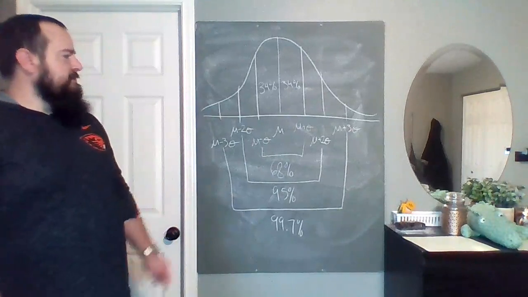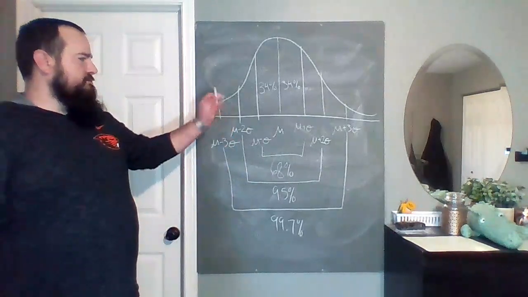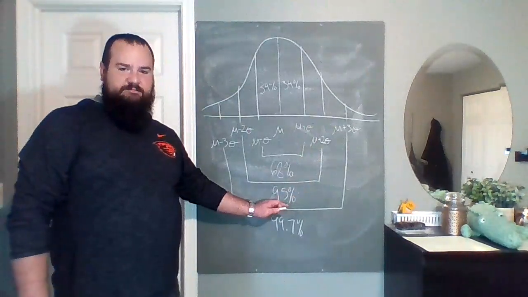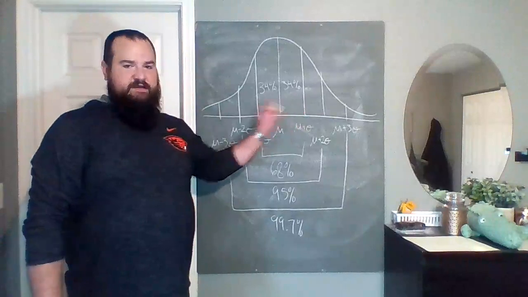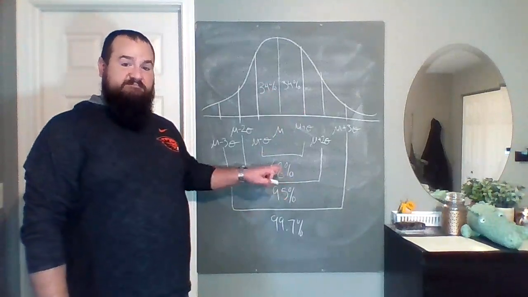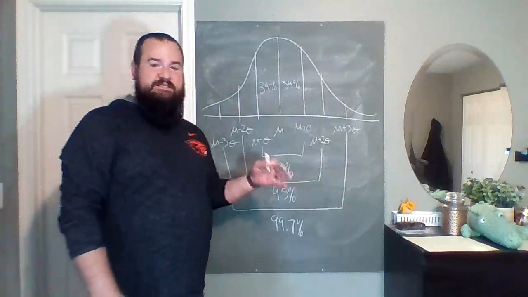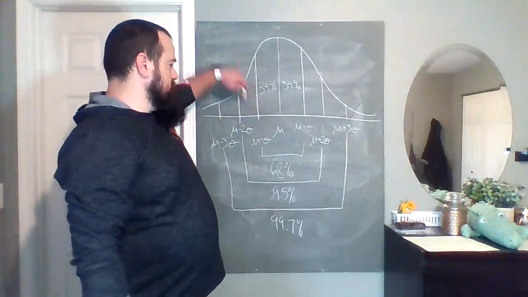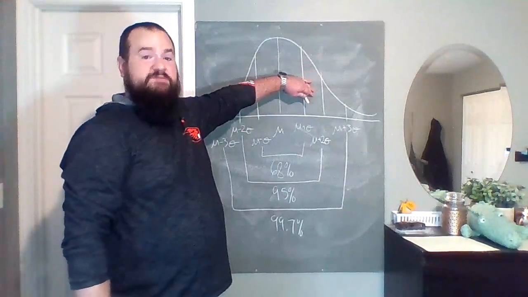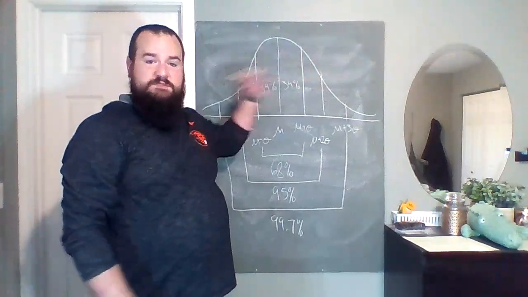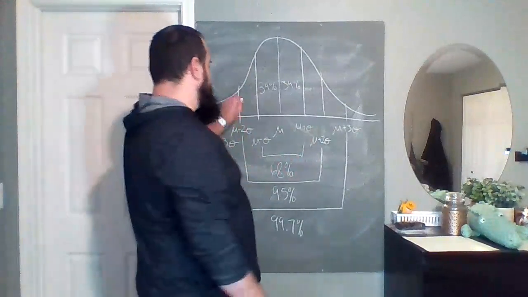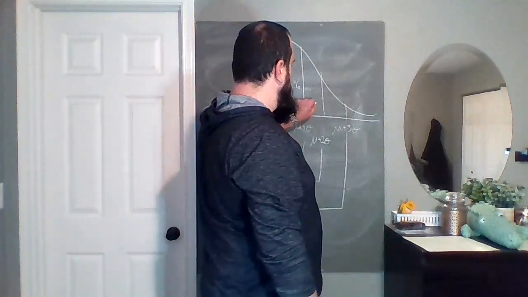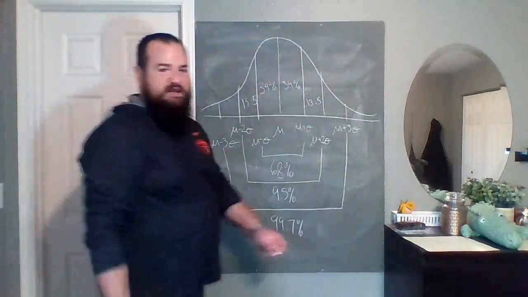Okay. And now this is where it gets a little tricky. From here to here, we have 95% of the data. But 68 is already accounted for. So if we take 95 minus 68, we're left with 27. So that means combined in this bar and this bar, there's about 27% of the data. Again, we're symmetric, so I can divide that up, and I get 13.5% here, and 13.5% here.